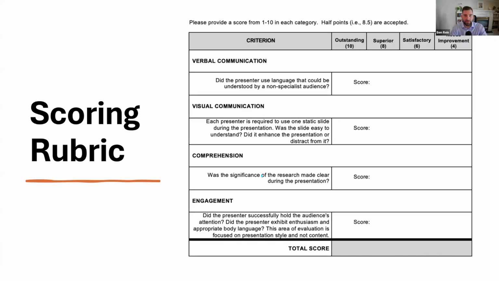A good point of reference here is a 10 out of 10 slide should be something that enhances the quality and the clarity of the presentation. So it actually helps you get more out of the spoken presentation. It doesn't distract you from the presentation. It was nice looking, and more importantly, it was clear. There wasn't anything on there that was confusing. But keep in mind, there's a lot of different types of slides you can use.